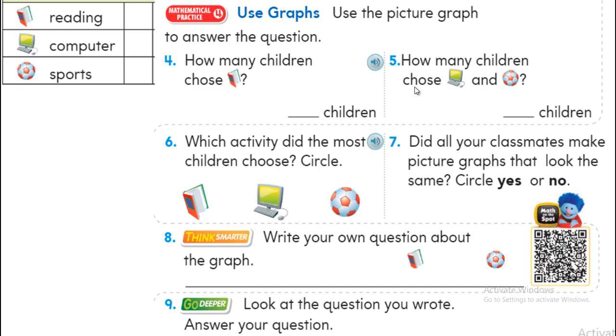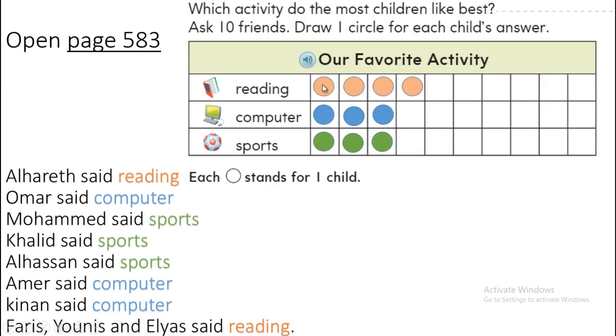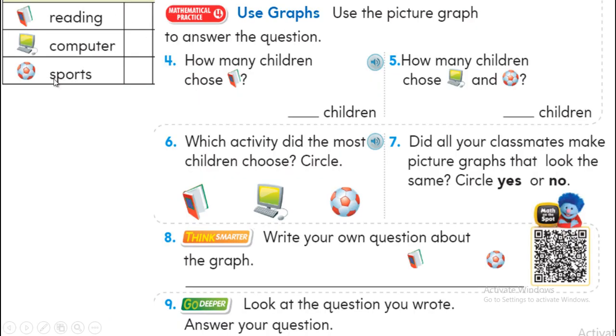Question number 4. How many children chose reading? So this is question number 4. How many children chose reading? So I'm going back here and I'm gonna count. How many chose reading? 1, 2, 3, 4. And before I go back, again, for computer, how many? 3. And for sports, also 3. So here I'm gonna make a small box and I'm gonna write all my answers in it so I don't have to come back again. Reading is 4, computer is 3, and sports is 3.